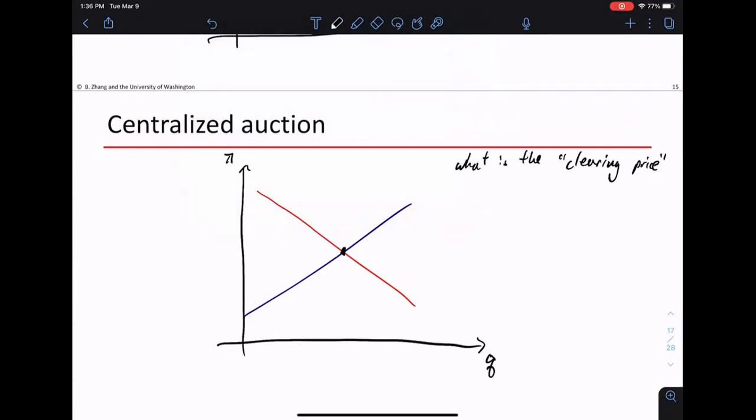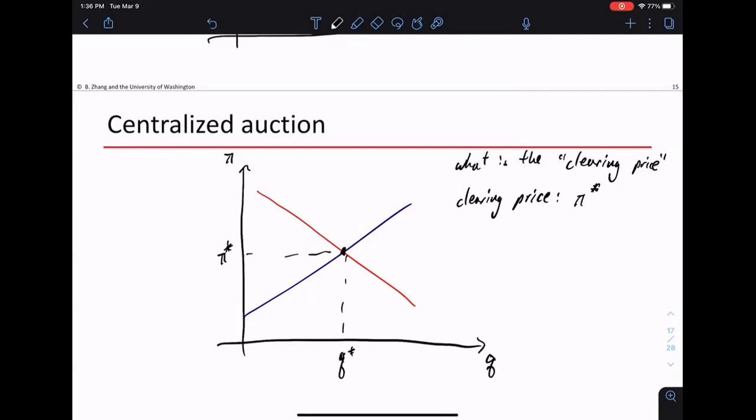Okay, so the clearing price: we're going to think of this point as Q star. This Q star is not a very important quantity for us, at least if you're a customer. You don't really care about what Q star is. What you care about is what this pi star is, the clearing price. This is pi star.